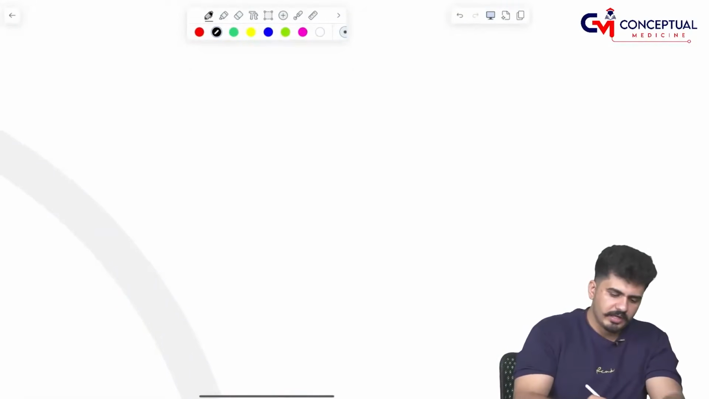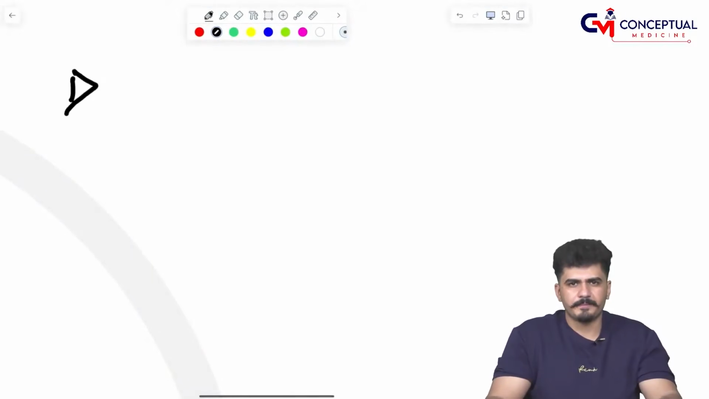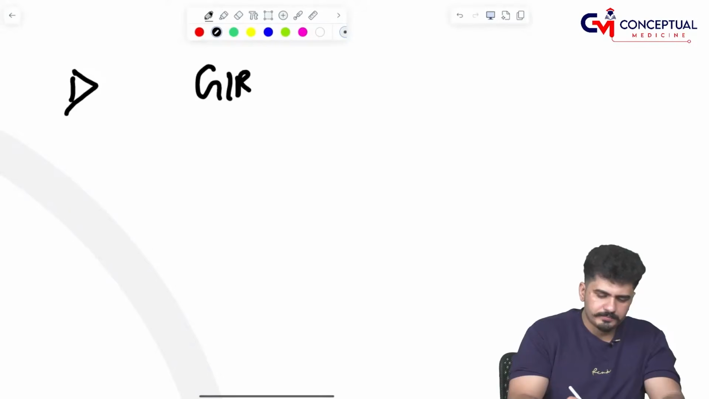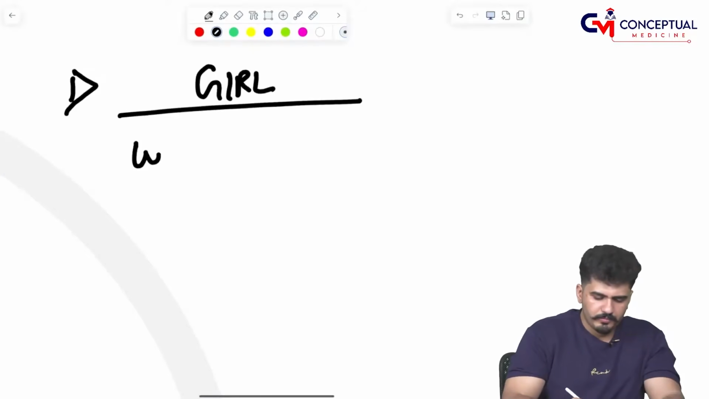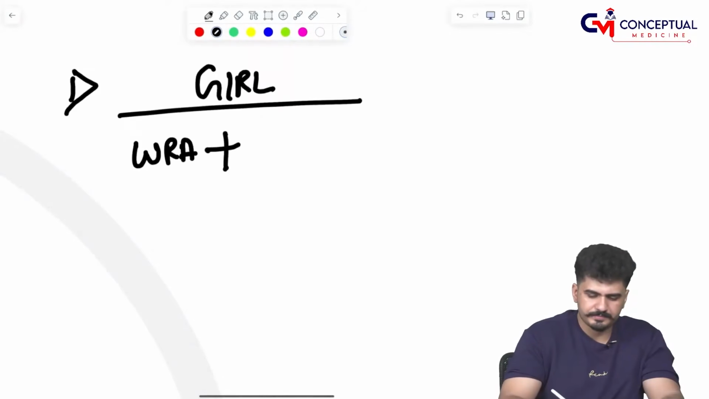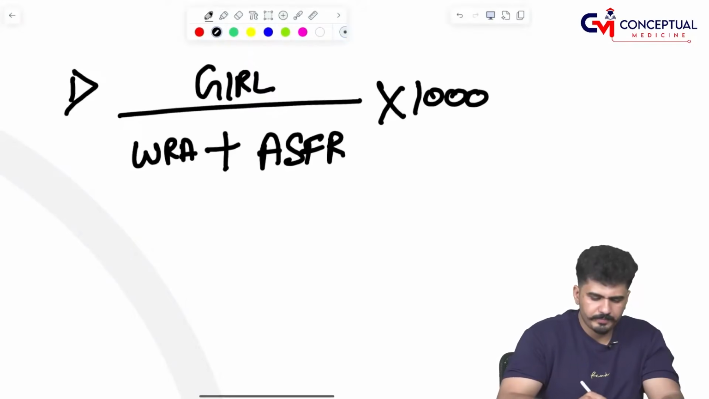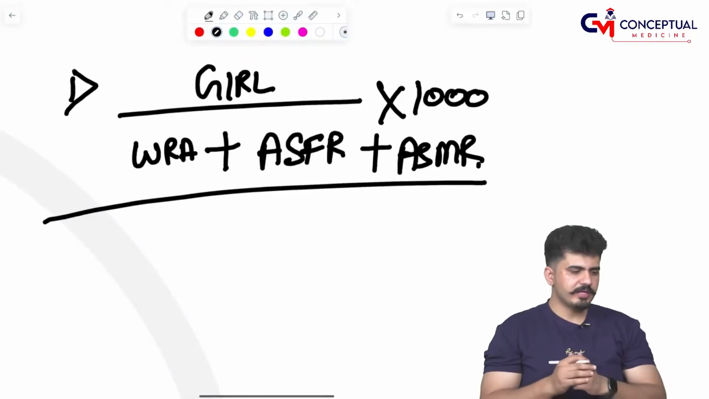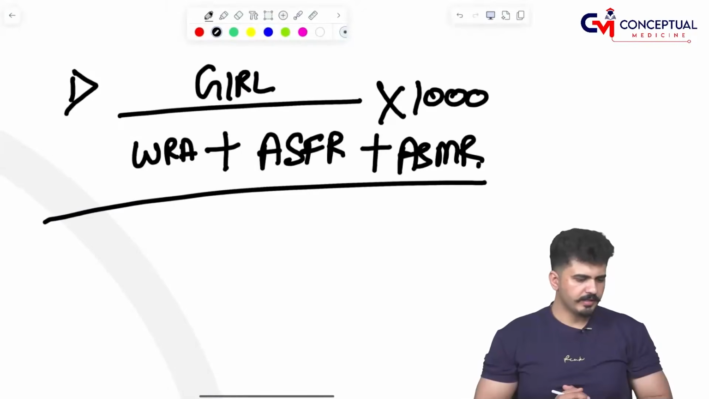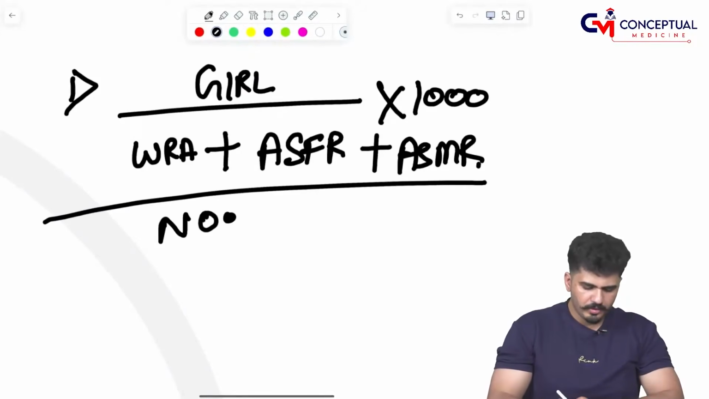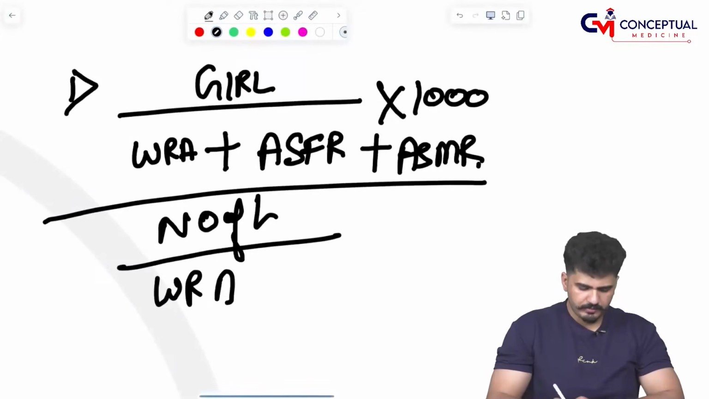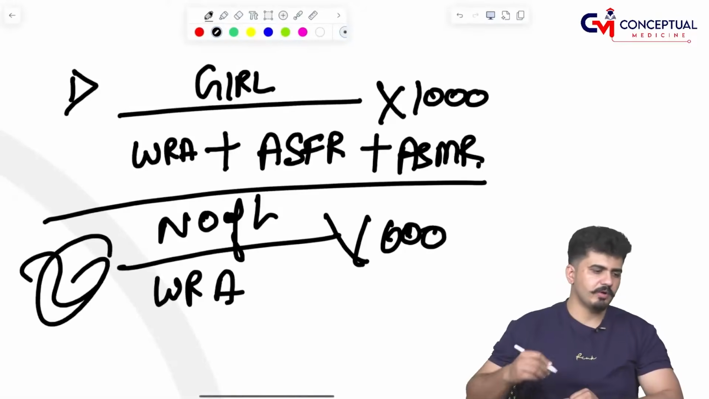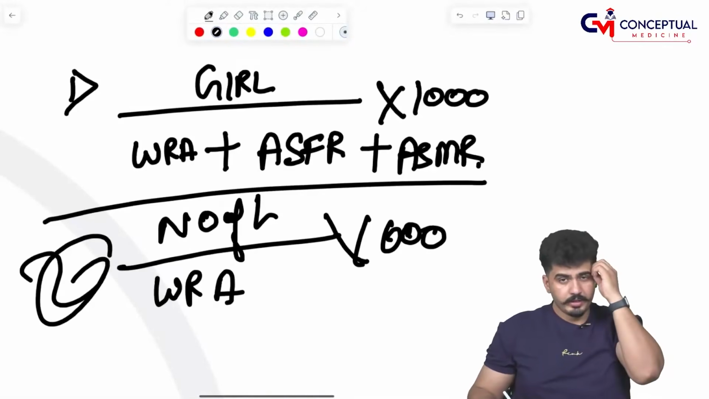Now, I'll ask you a question and you tell me what I'm talking about. Okay? Girls born upon women in reproductive age plus age specific fertility rate multiplied by 1000 is the formula for gross reproduction rate. If I add age specific mortality rate, ASMR, also, then this formula will become that of net reproductive rate. Very good. Number of live births upon women in reproductive age multiplied by 1000. Now this formula will be of which? Just give one answer, then we are good to go for the next topic, sir.